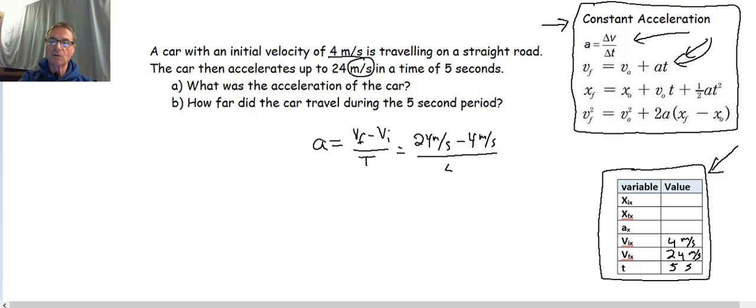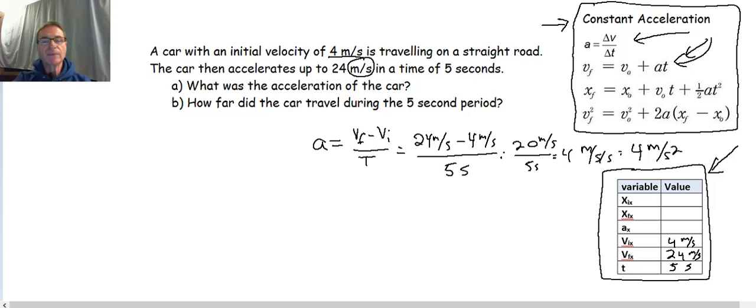And the time it took to make the change was a total of 5 seconds. And so we get 24 minus 4 is 20 meters per second, divided by 5 seconds is 4 meters per second, or that's the same as 4 meters per second squared. Okay, so that's our acceleration.